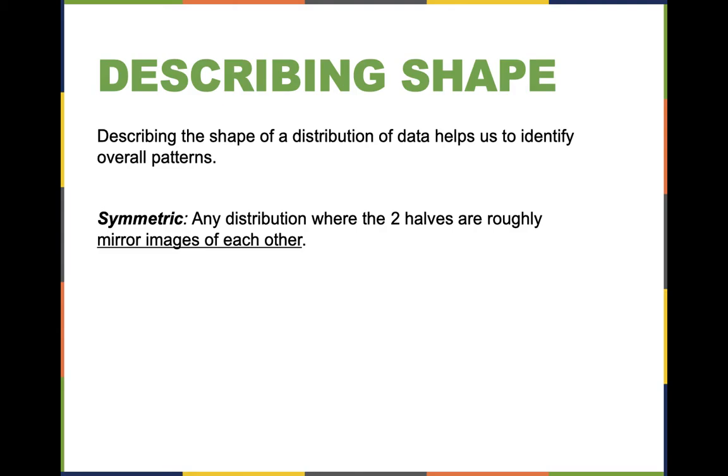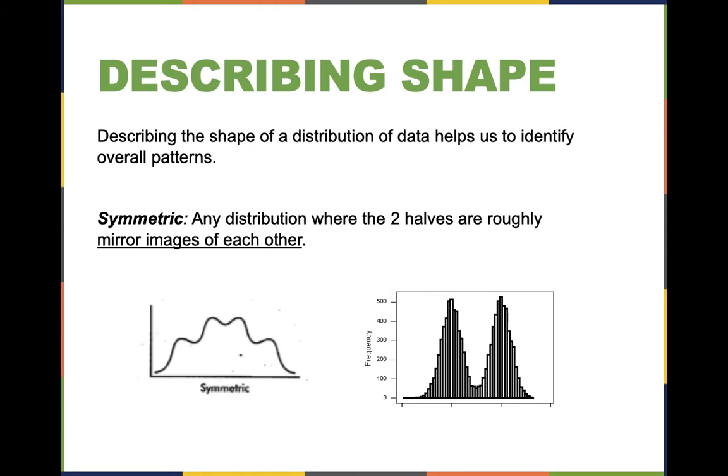The first type of shape is symmetric, and this is any distribution where the two halves are roughly mirror images of each other. This is one example, and this is another example. Notice these distributions are symmetrical.